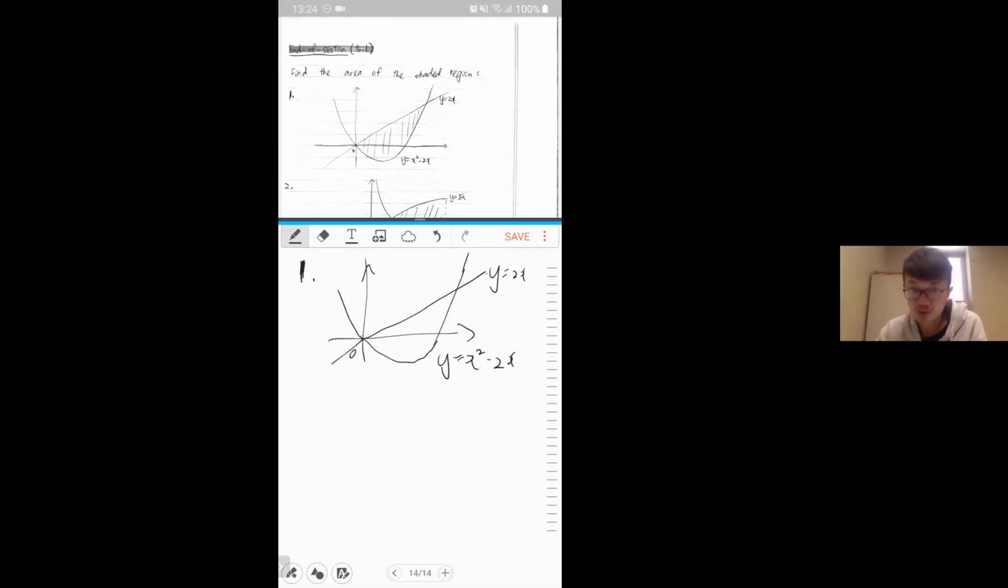So for this one, what do I do? Do I do vertical or do I do horizontal? Okay, vertical. And that's because, let's try to do it. If I draw a vertical rectangle like this, the top end is one function, and then the bottom is a different function. So that's fine. So we do vertical. So your integral should be in terms of x.